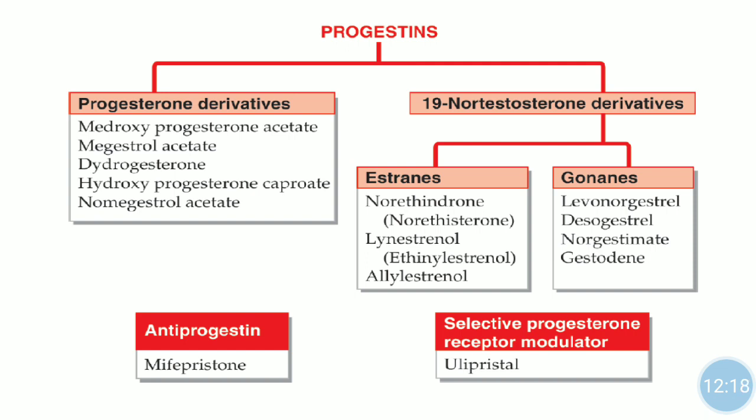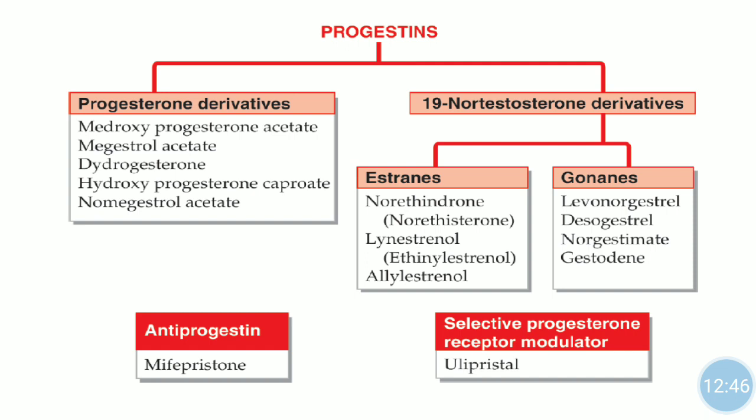So now it is having two examples or two classes. The first class is the estrane. Examples are norethindrone, or you can say norethisterone. Then another example is ethinyl estranol, and the next example is allylestrenol.